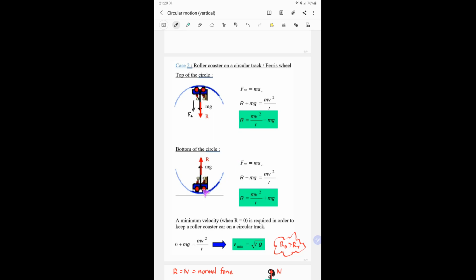What happens at the bottom now? The position of the passenger is upright. As we know, Mg is directed downward. Something is wrong here actually. I need to correct this. Sorry, this one is wrong. Mg is just directed downward. Wait, I need to repair this. Wait for a while.